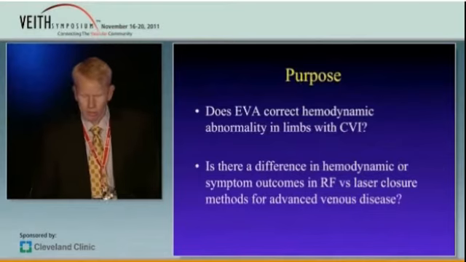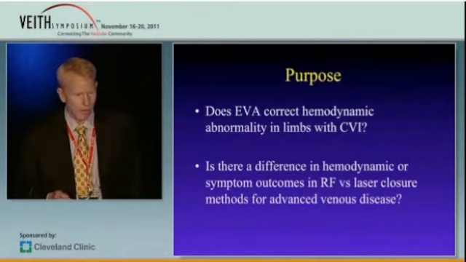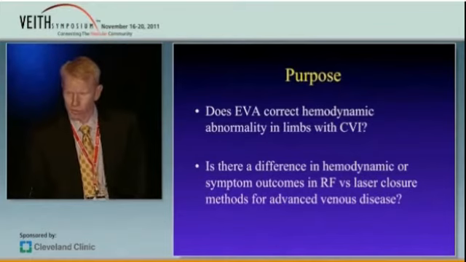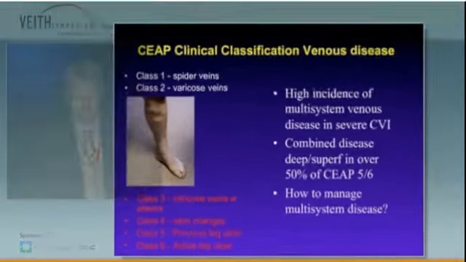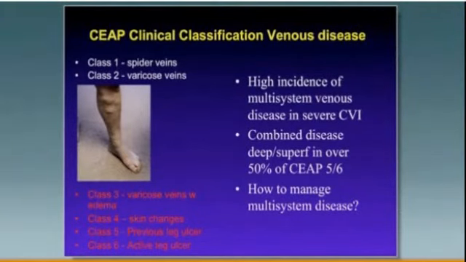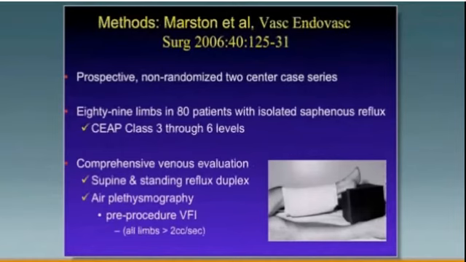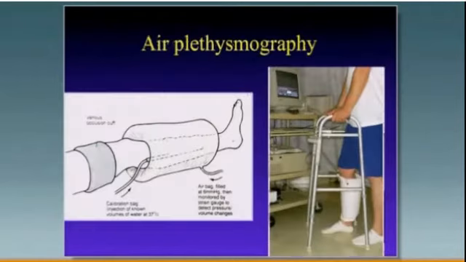So we started a study to look at whether endovenous ablation corrected hemodynamic abnormalities, and we also wanted to see if there's a difference in how RF versus laser did this. And we ended up publishing this in 2006, and this was all in CEAP class 3 to 6 patients, and we also had some with multi-system disease that I'll talk about at the end of this. This was prospective, but it was a non-randomized two-center study in 89 limbs, and we did APG, or air plethysmography, and reflux studies before and after endovenous ablation was performed.